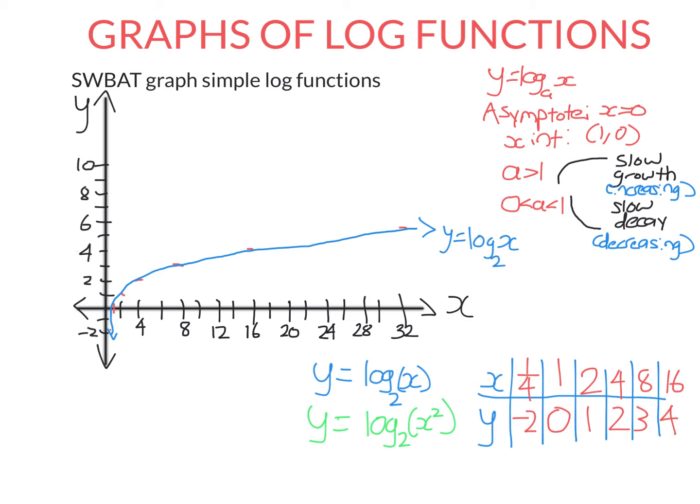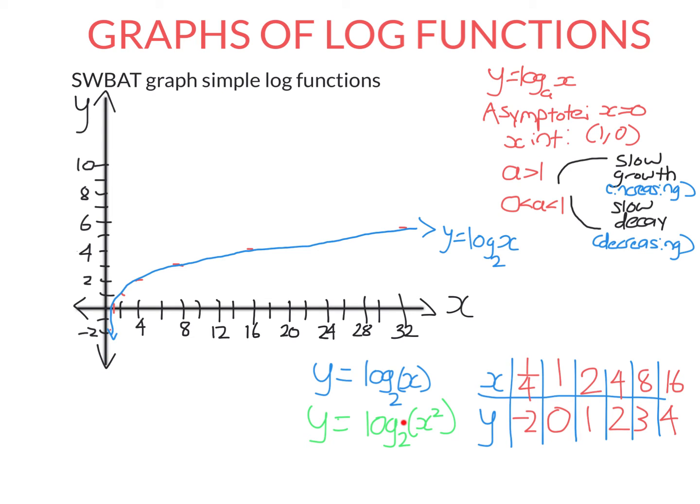But y just gets larger very slowly in logarithmic graphs. We see that the x-intercept is 1 because if a is greater than 0, a to the power of 0 is equal to 1. That's why it has this intercept. We also see that x equals 0 is an asymptote, so this graph is going to get closer and closer to the y-axis. The y-axis is the line x equals 0. It's going to get closer and closer to this, but never ever touch.